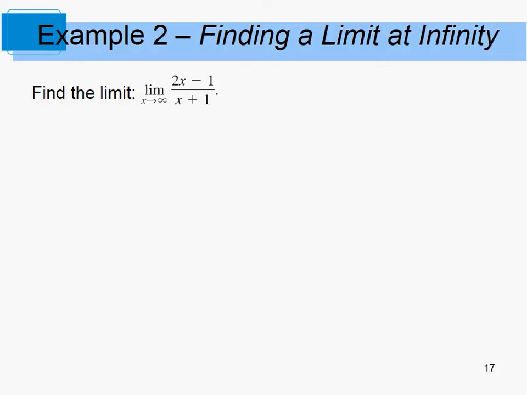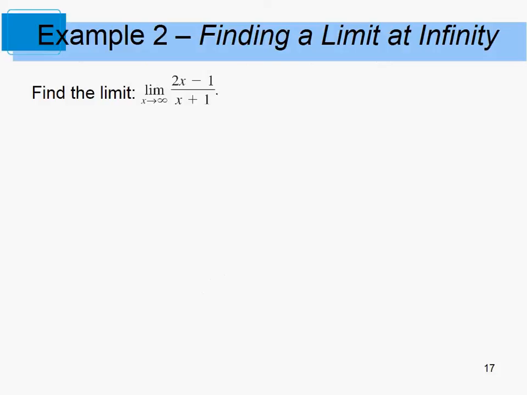Now, if we use the rule that I've already given you about horizontal asymptotes, they have the same power, right? X to the first, x to the first. So we're just going to take the coefficients and make a ratio. 2 divided by 1, 2. So there's your limit. It's 2.